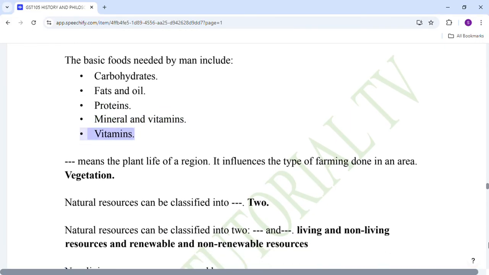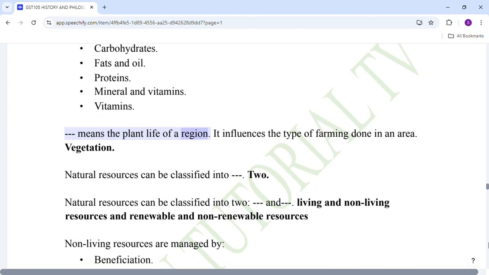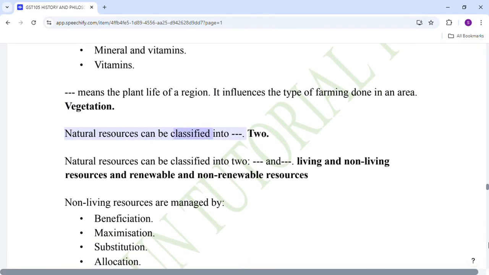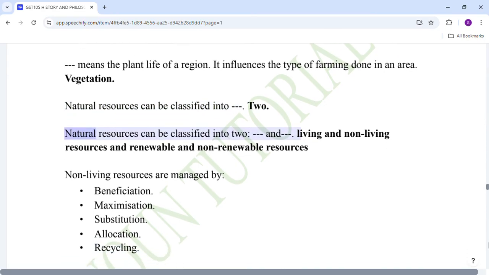Vitamins. Dash means the plant life of a region. It influences the type of farming done in an area. Vegetation. Natural resources can be classified into dash dash 2. Natural resources can be classified into 2 dash n. Living and non-living resources and renewable and non-renewable resources.